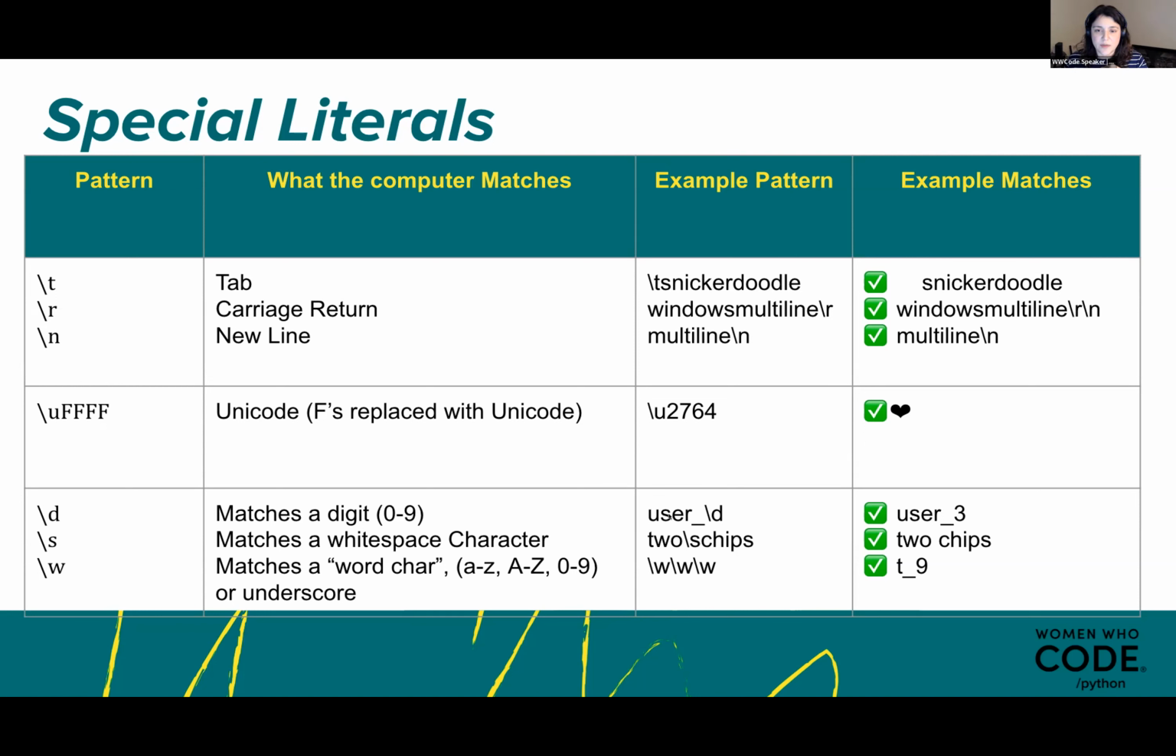So if I'm looking to match the pattern user with a digit afterward, user_3, this pattern is going to match. I can put, 2 space chips. Okay, that's going to match. And then \w will match T_9, basically any order. And yeah, those are useful for pattern matching.